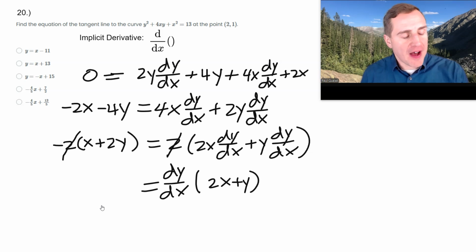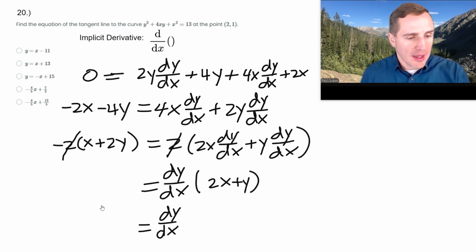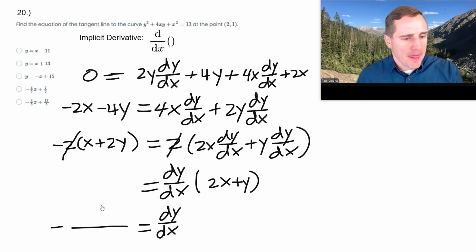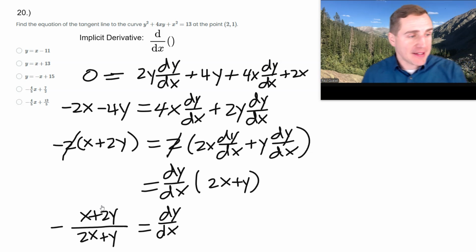And then just divide. So on the other side, we're going to get dy/dx after division is equal to, and now there's one negative, so we can keep the negative out front, and then we've got x plus 2y divided by 2x plus y. Okay, so that's our implicit derivative.